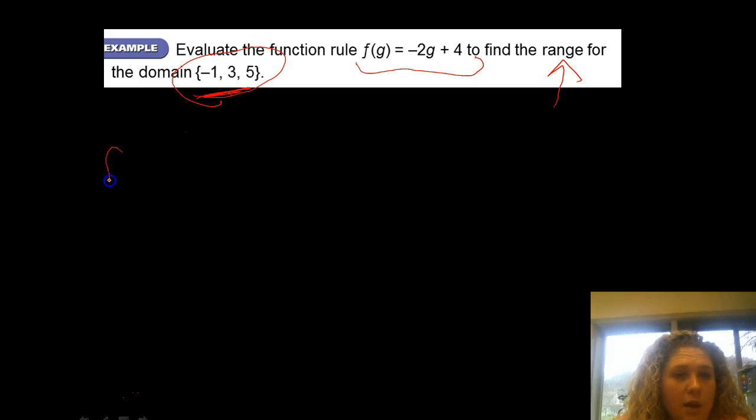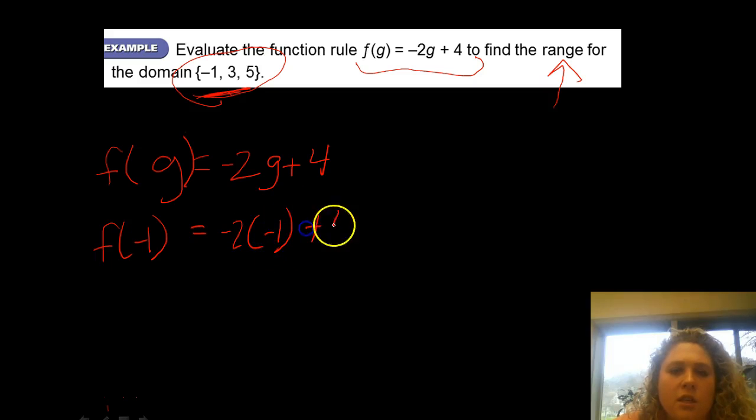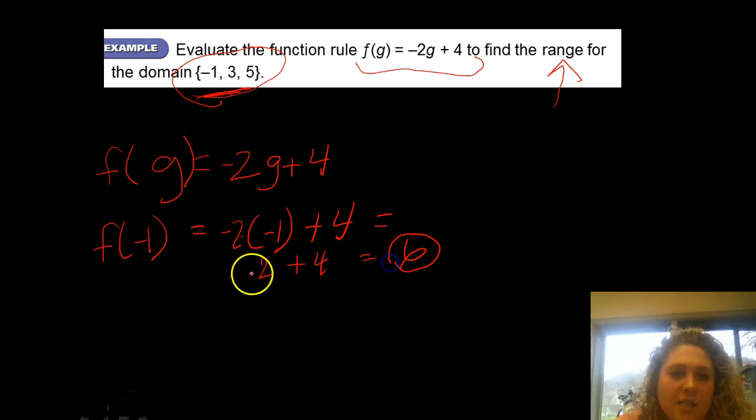So first thing was f of g. Okay, so we got our f of g equals -2g plus 4. My first value is -1, so I'm going to plug -1 in for g, and then wherever I see a g, I am going to plug it in. -2 times -1 is +2 plus 4. It's going to give me 6. So my input was -1, output was 6.